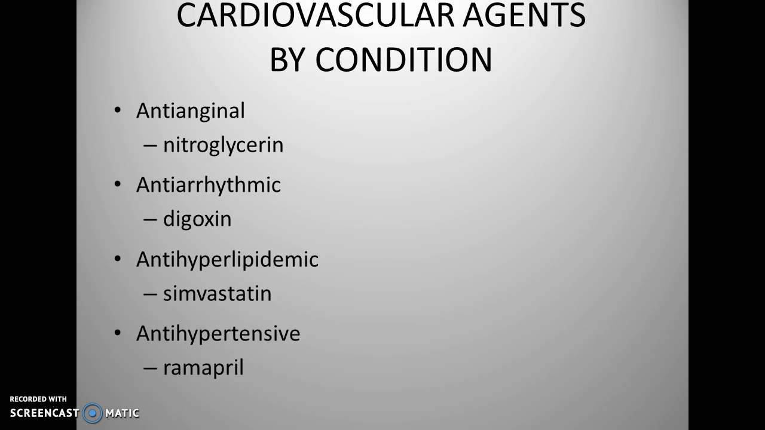Other cardiovascular agents are classified by condition. For example, the anti-anginals. Anti-anginals are used to treat cardiac-related chest pains. Another name for chest pain is angina, resulting from ischemic heart conditions. An example of that is nitroglycerin.